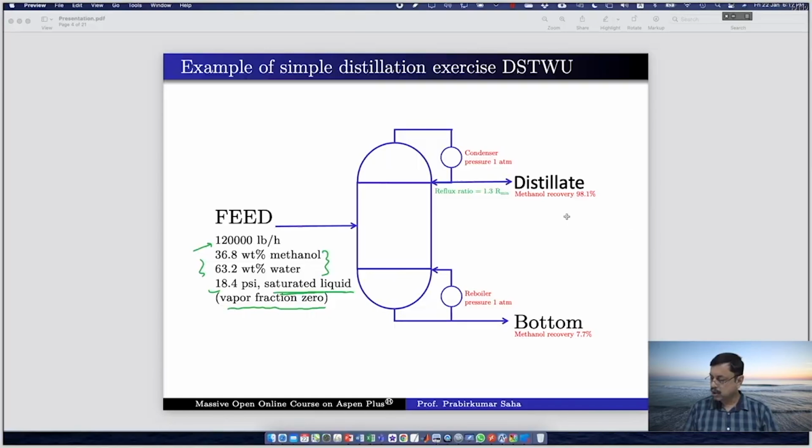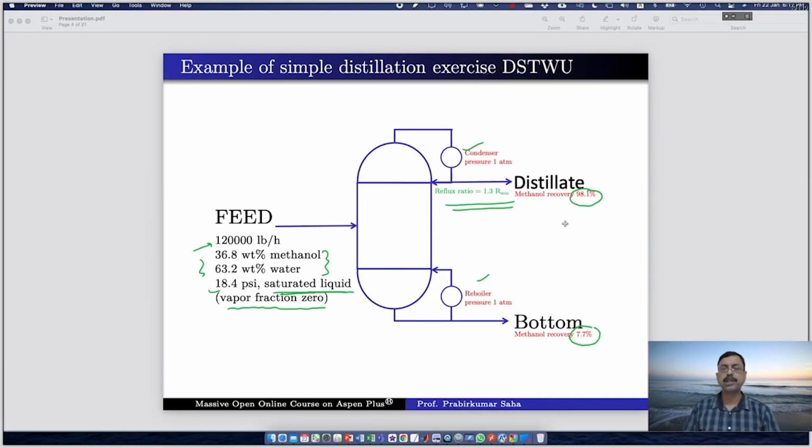The distillate contains 98.1% of methanol, whereas the bottom product contains 7.7% of methanol. Both condenser and reboiler operate at 1 atmosphere pressure. The reflux ratio is 1.3 times the minimum reflux ratio. So with this information, we will use the shortcut distillation method using the Winn-Underwood-Gilliland method.